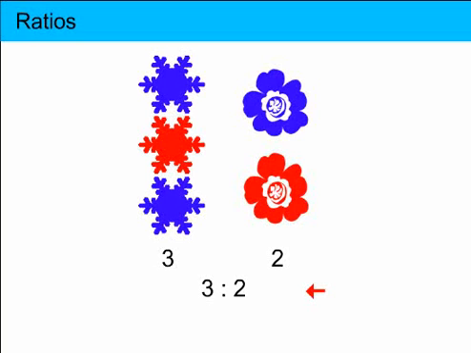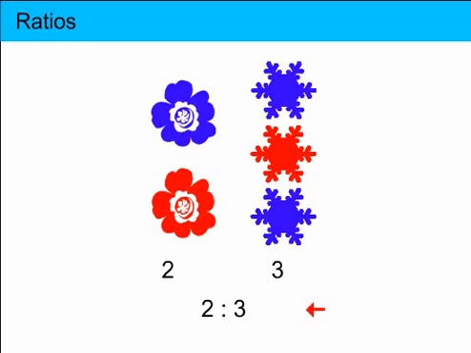So it looks like that, and when we read it, we say 3 to 2. So that's one way of comparing the snowflakes to the flowers. We could also compare the flowers to the snowflakes, and it's a different ratio. It's 2 to 3. Again, we use the little colon, or those 2 little dots, between the 2 numbers to write our ratio.